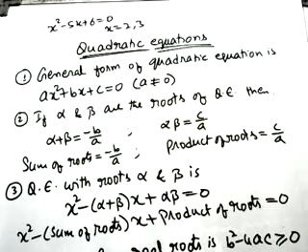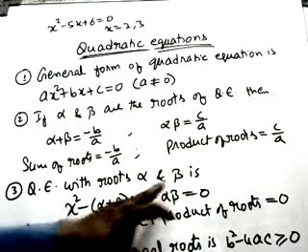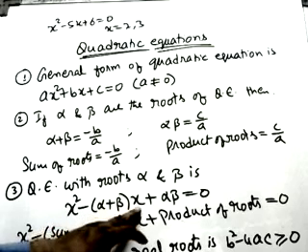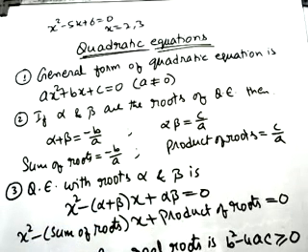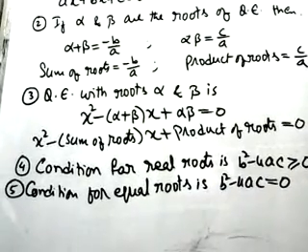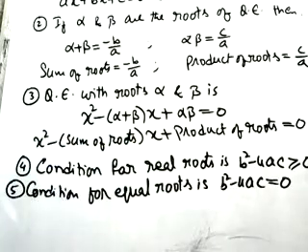Now the next concept is, if we have to find the quadratic equation when we have the roots alpha and beta. Whenever we have the roots alpha and beta, the quadratic equation is given by x square minus (alpha plus beta) into x plus alpha beta equals to 0. Or we can write like this: x square minus sum of the roots into x plus product of the roots equals to 0.